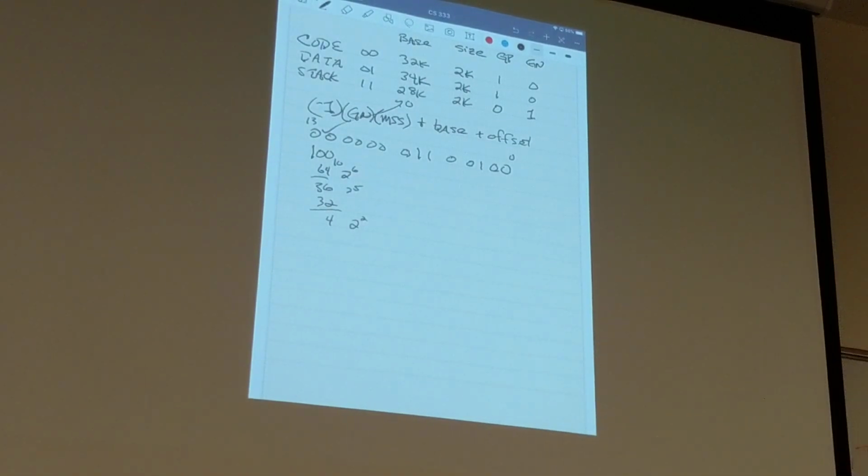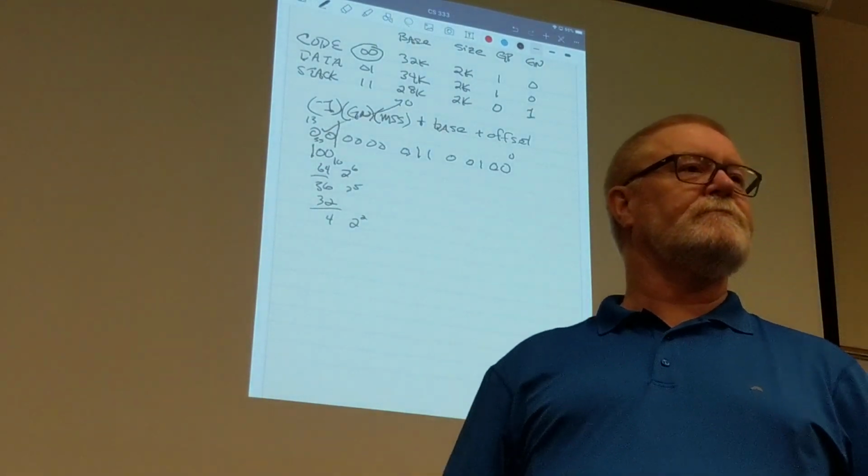What's my segment selector? Remember, we stole the top 2 bits. Here's my segment selector. So it turns out we're in code, aren't we? Aha, so now I use the code segment's base and bounds registers.